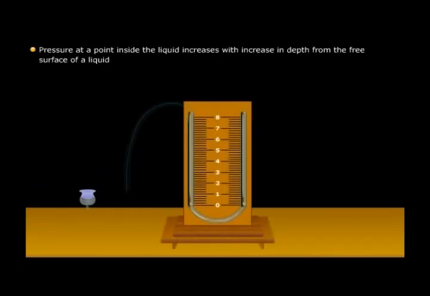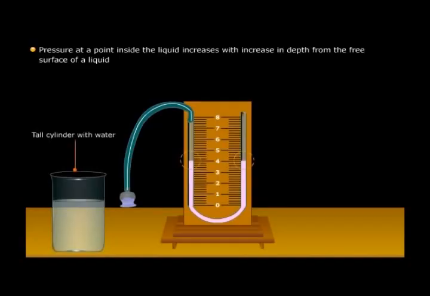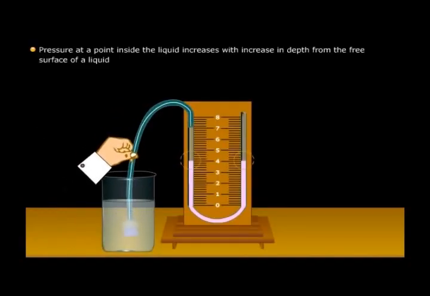We connect the thistle funnel via a rubber tube to a U-tube mounted on a vertical board with a graduated scale. We then fill the U-tube with a colored liquid. You see, the level of the liquid in the U-tube is the same. We fill a cylinder with water, then we lower the thistle funnel to a depth P in the cylinder.